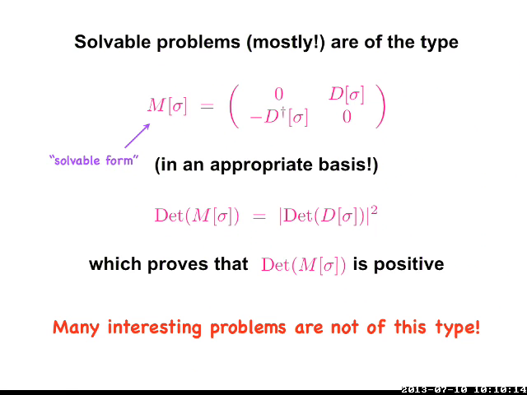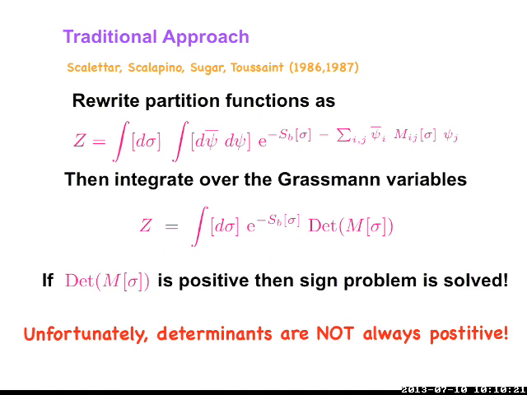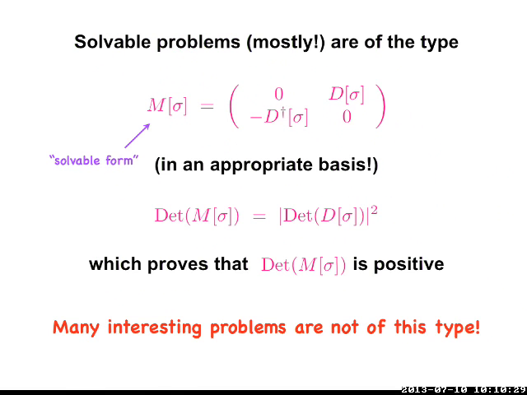Now, most solvable problems from our side have matrices that can be written in a particular form. Remember this is a matrix, this is a bilinear, so I can choose a basis as I want, and so I can choose a basis where the matrix can be written in this particular form, where this is D and this is D dagger. It's exactly the same matrix with a minus sign, and so now the determinant of M can be seen to be completely positive. So all sign problems that are typically solved have this structure built in them.